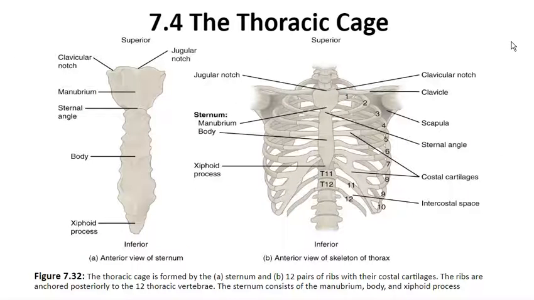The thoracic cage, also known as the rib cage, forms the chest portion of the body and consists of 12 pairs of ribs with costal cartilage and sternum. Figure 7.32 shows the sternum and the 12 pairs of ribs with their costal cartilages. The ribs are anchored posteriorly to the 12 thoracic vertebrae, and the sternum consists of the manubrium, body, and xiphoid process.